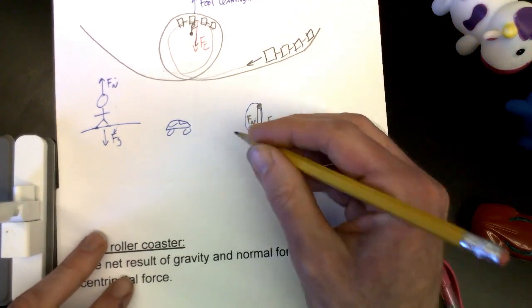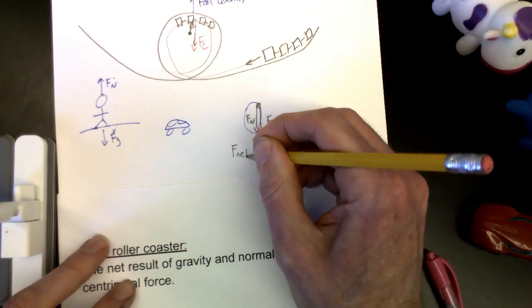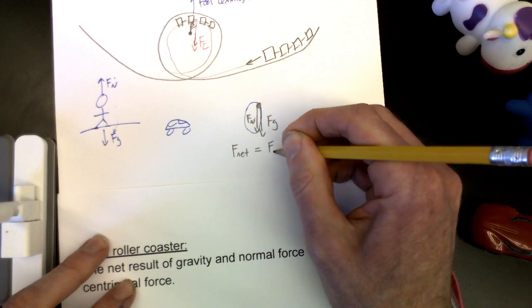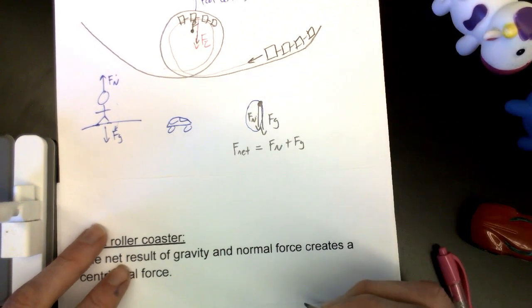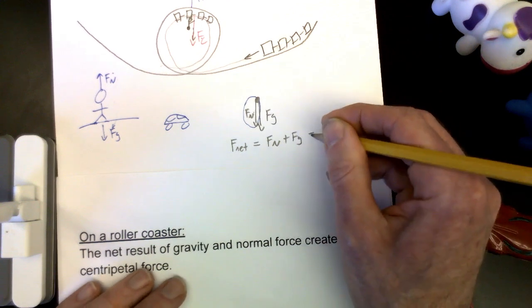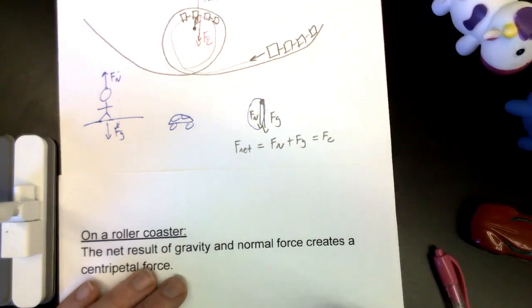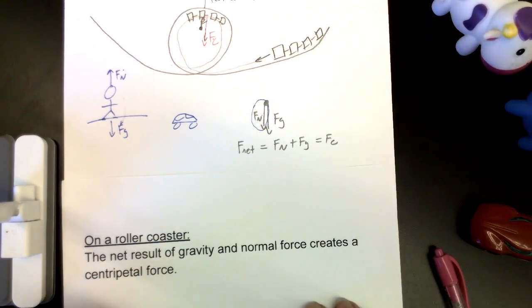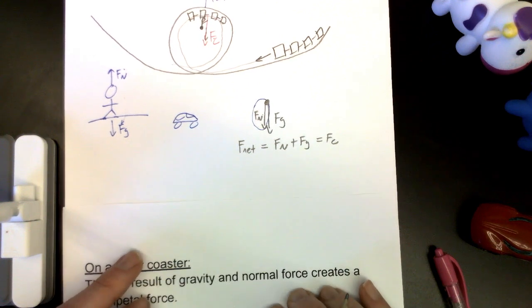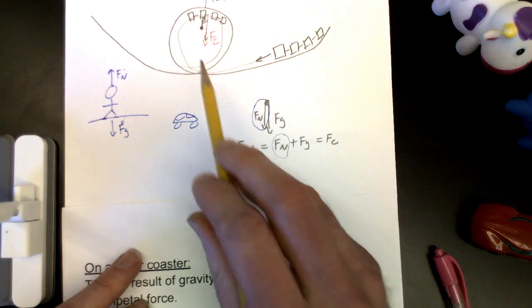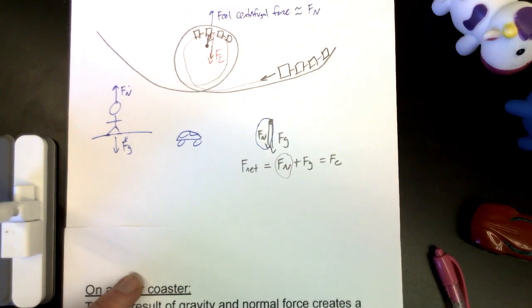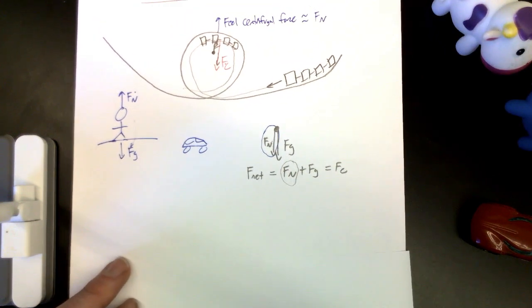Meaning here, if I write down the net force, this time I'm going to add together the normal force and gravity added together. They're both going in the same direction, and that's going to be equal to my centripetal force. So once again, let's do an example just with some numbers here, and we can figure this out. This time I'm curious, what's the normal force going to be on you when you're upside down on the roller coaster? So that's my ultimate goal here.